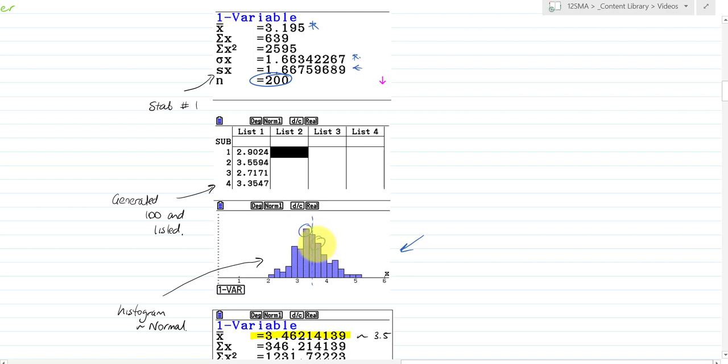3.4 the most. I got 3.6 to 3.8 a lot. It dropped off here. That's a little bit of an abnormality, but you can see it kind of follows this normal distribution. We could use that normal distribution to estimate values from here.